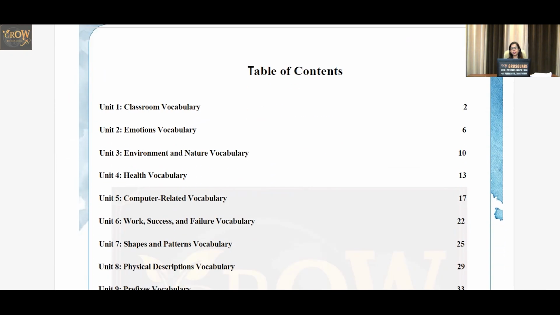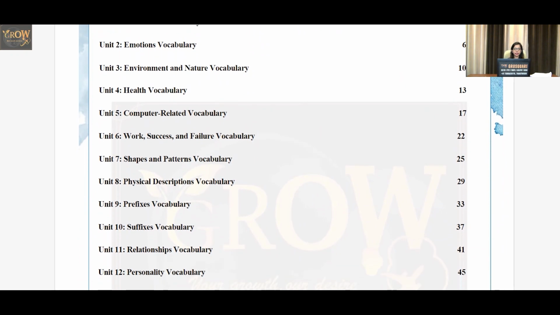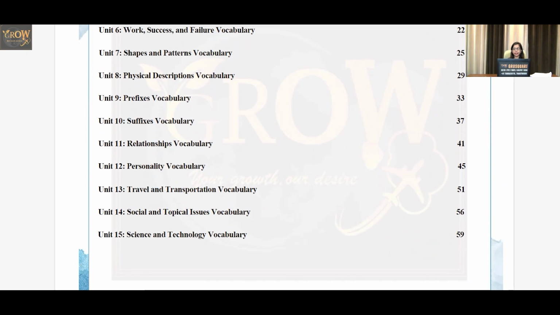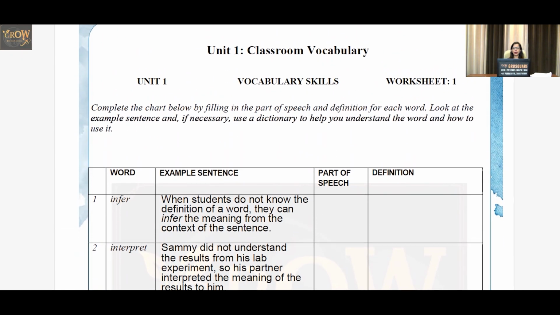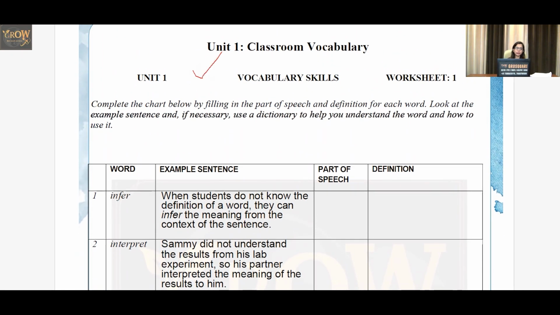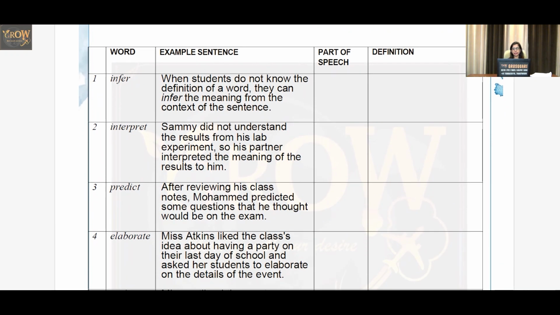First of all, let's give a look to the table of contents. So these all are the topics that we are going to cover in our lectures. In the very first lecture, the vocabulary is related to classroom. So this is classroom vocabulary. So let's start. Here we are having the list of words. The very first word that we have is infer.